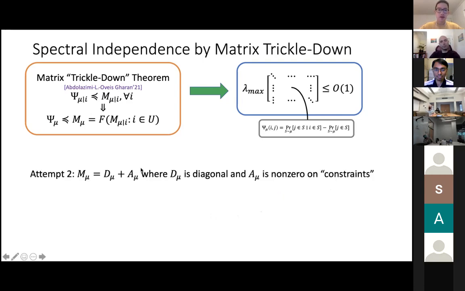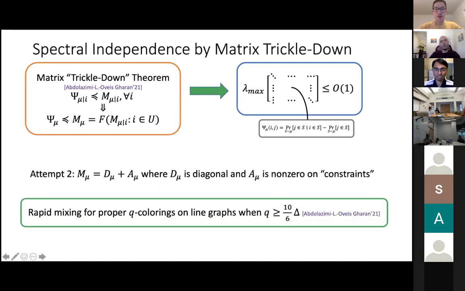And then if you make things slightly more complicated, where you have a diagonal matrix plus a matrix which is very sparse, which is non-zero only on the constraints of your problem. In the context of colorings, this just means two vertex-color pairs where you're looking at two neighboring vertices and you're using the same color. It turns out you can use this to better capture your problem, and we use exactly these kinds of matrices for our result on line graphs.